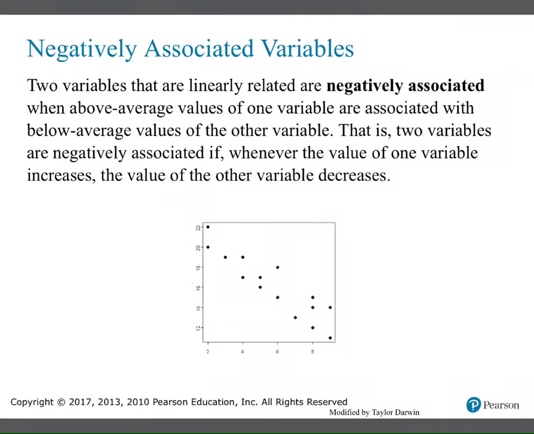You also have a negative association, and if this variable is increasing and it's going down, that means that while the explanatory variable is increasing, the response variable is decreasing, and it causes that relationship to look like it's going down. And that's a negative association. When one value increases, the other value decreases.